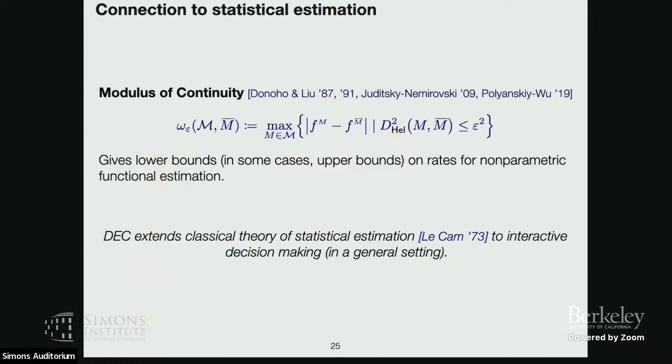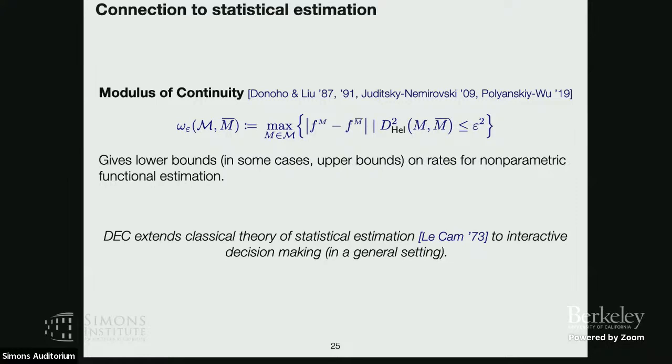The other takeaway I want to mention here is a connection to classical results in statistical estimation and Le Cam theory. If you're coming from the stat side, you might be familiar with this notion of modulus of continuity in statistical estimation. This is a complexity measure that was introduced by Donoho and Liu in the 80s for non-parametric estimation, which is just looking at this problem where I get a bunch of IID examples from some distribution, and I want to estimate some kind of functional of this distribution. And I'll just show this modulus of continuity right here.